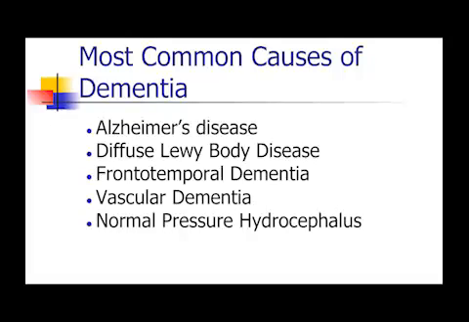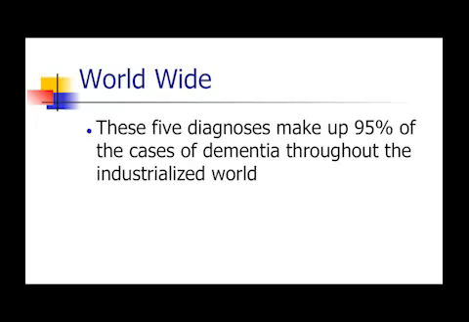We're going to talk about the most common causes of dementia, and this is really constant throughout the industrialized world. Number 1 is Alzheimer's disease. Number 2 is diffuse Lewy body disease. Then we have frontotemporal dementia. Then we have pure vascular dementia, and then normal pressure hydrocephalus. These 5 diagnoses really make up 95% of the cases of dementia throughout the industrialized world. So we can do an efficient, accurate job for our patients the vast majority of the time.